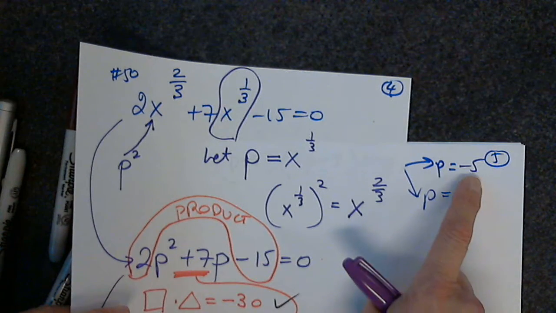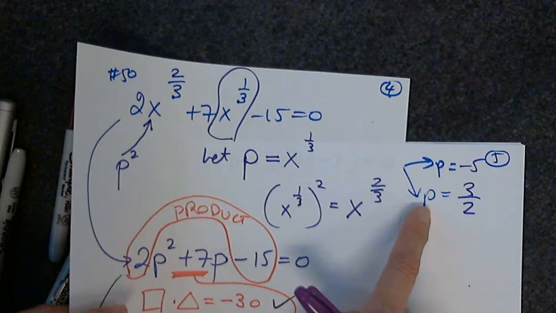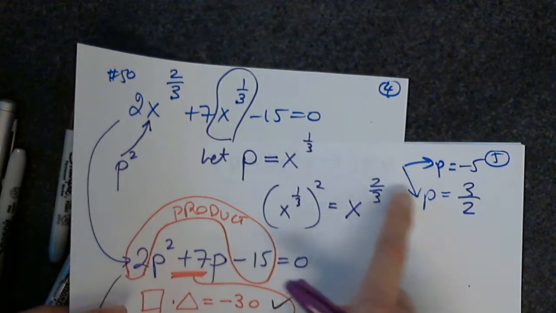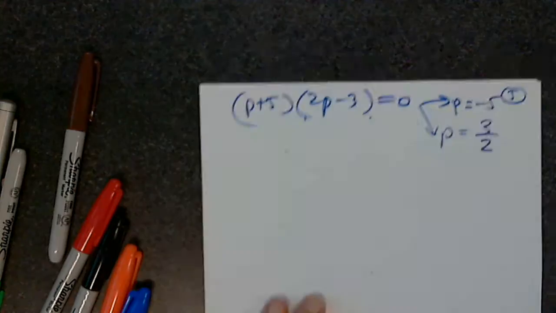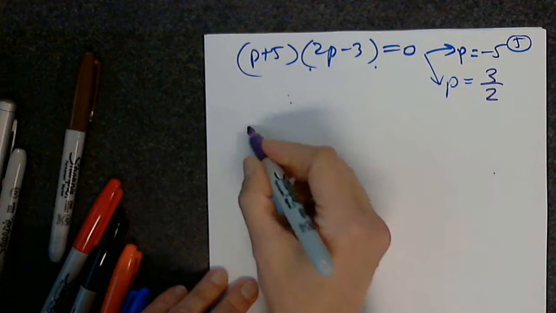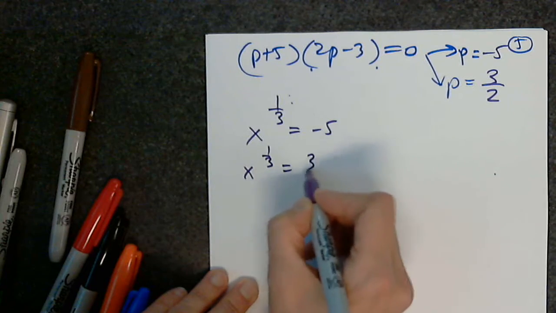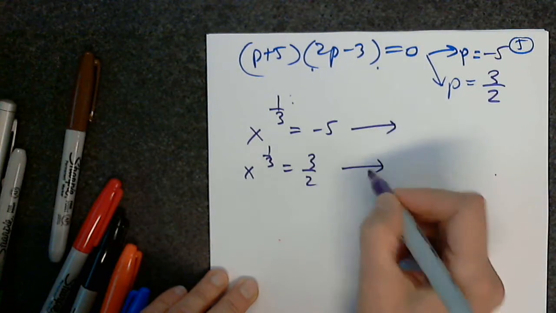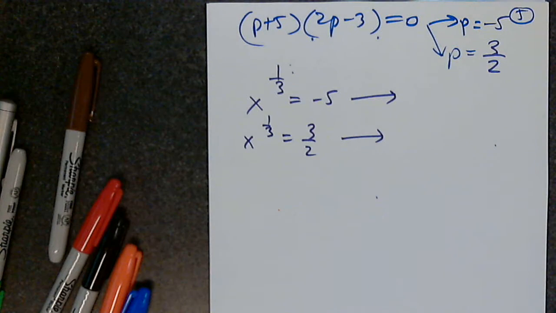So x to 1/3 equals this. And the second equation is x to 1/3 equals halves. Very good. So two equations: x to 1/3 equals -5 and x to 1/3 equals 3/2. What do I do to the first one and what do I do to the second one? Now I have to dig deep again, because now I have to say to myself, what type of equation is this? And how do I solve it?